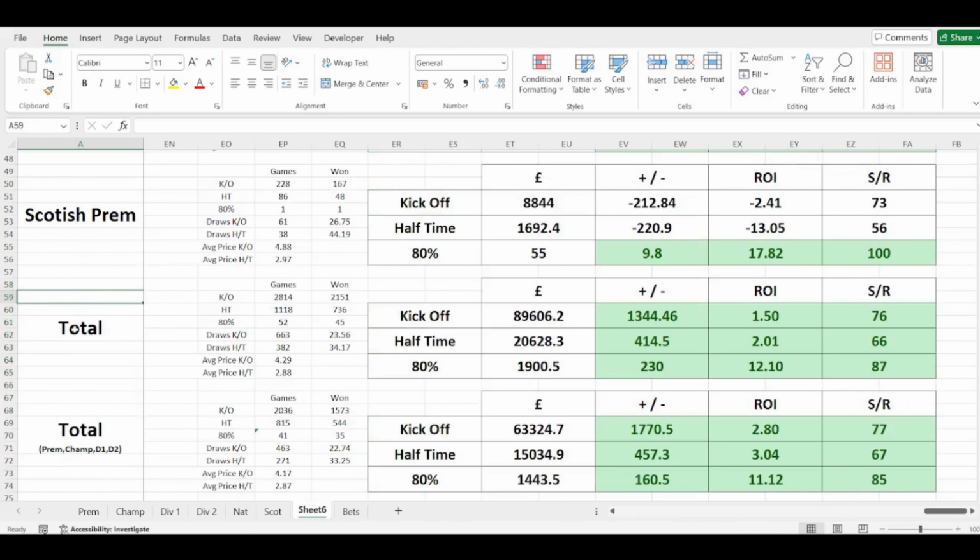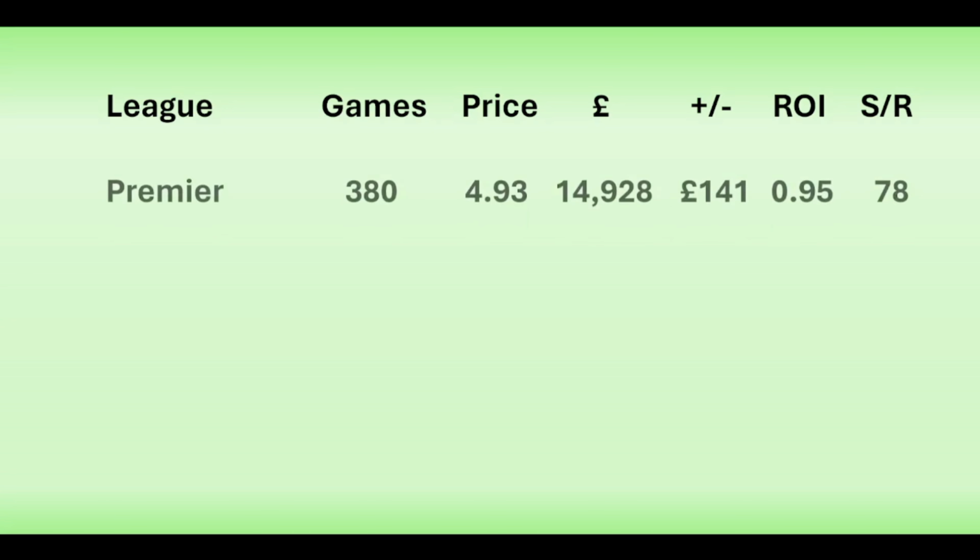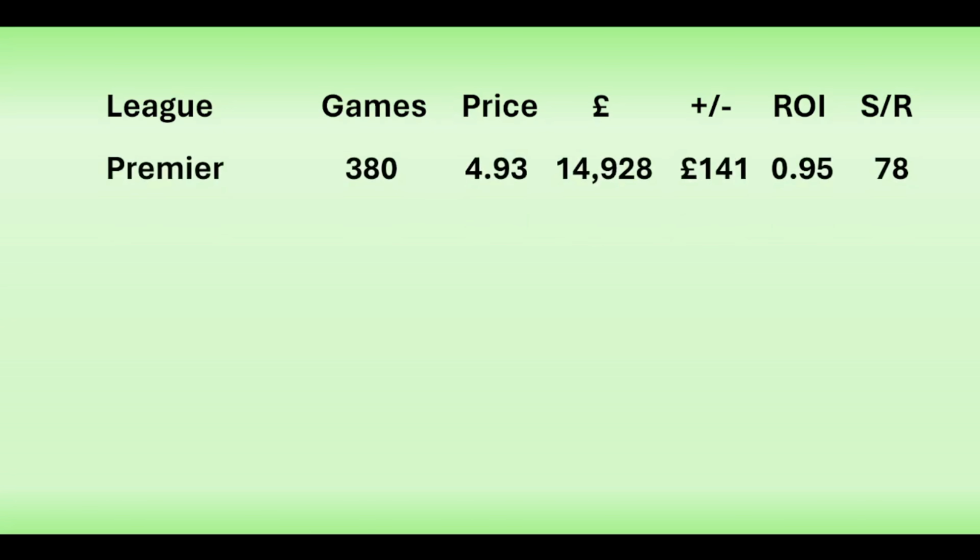I've got two totals. First total has been all the leagues together. The second total is excluding the Scottish and the National League. So in Premier there were 380 games, the average price was 3.93. It would cost you nearly £15,000 to lay every single game to a £10 stake. And the profit was £141. Just 1% return on investment.